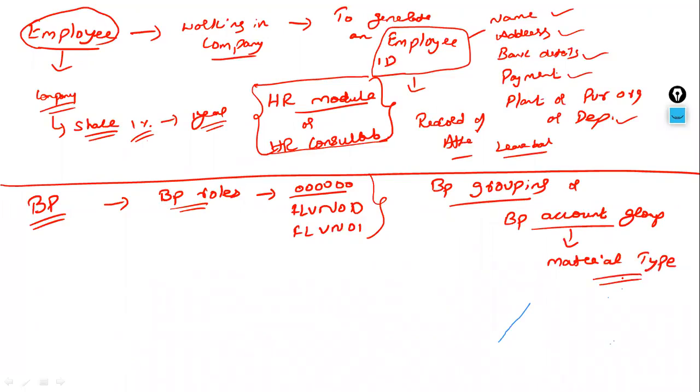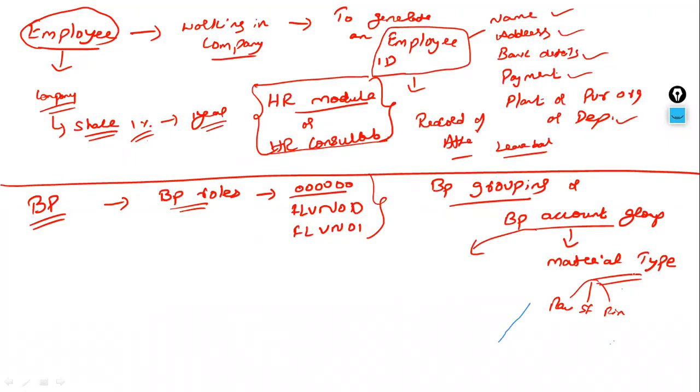Now, what is material type? We understood that in material type we can have different categories of materials: raw material, semi-finished material, finished material. In the same way, in BP account group, whoever is going to supply the raw material, you can create under one account group. Whoever is supplying a semi-finished material, you can create in another account group. Whoever is supplying a finished material, you can create in another account group. That is the importance of BP account group.